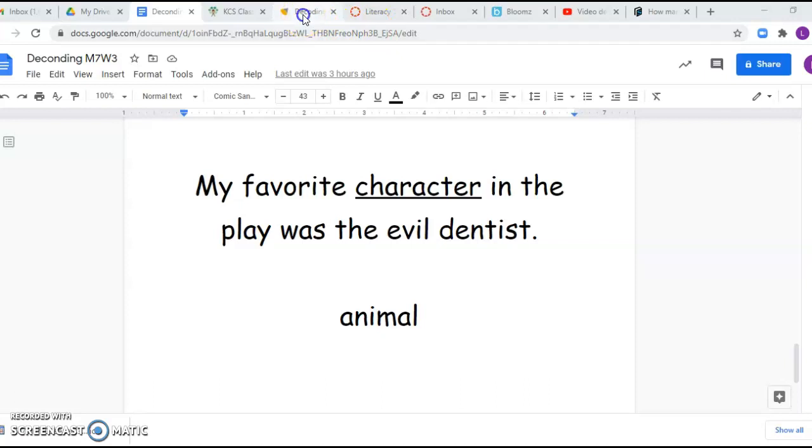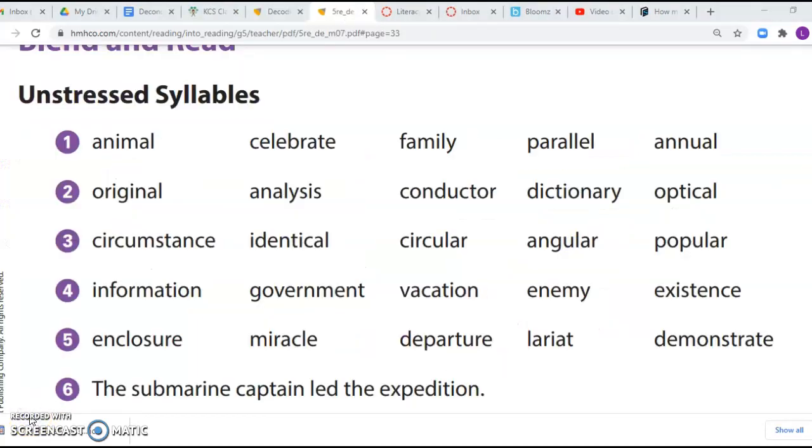What I'm going to do now is pull up a chart of words, and I'm also going to model ways that you can look at words and sound them out differently. Here is a list of words that I have on the screen for you to practice with. I'm going to model, again, one of these words for you. It really helps me, and if it helps me, it might help you, to break it apart into syllables. So I'm going to model this first word right here, animal.